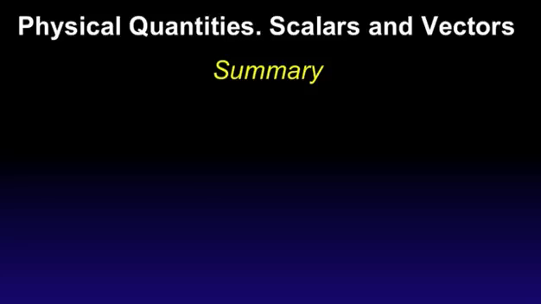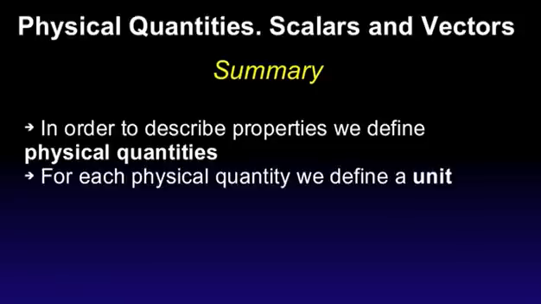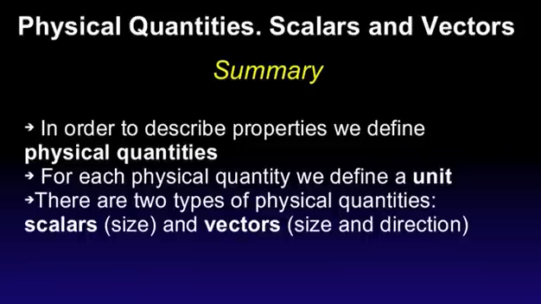Let's quickly go through the points we've covered today. In order to describe the properties of objects, processes, or phenomena, we define physical quantities. For each physical quantity, we define a unit. There are two different types of physical quantities: scalars, defined simply by their size, and vectors, defined by their size and their direction.